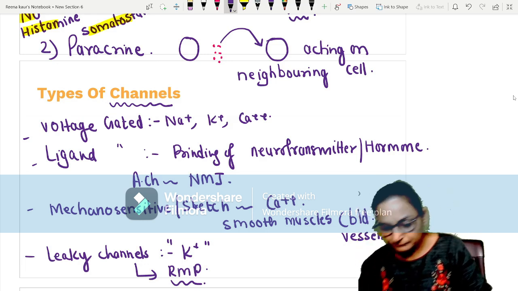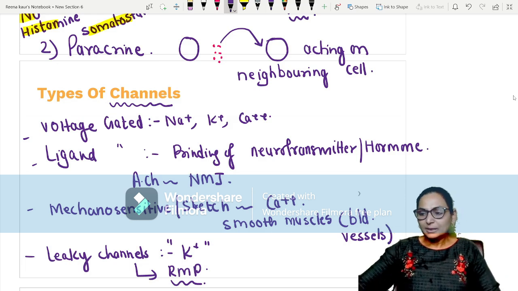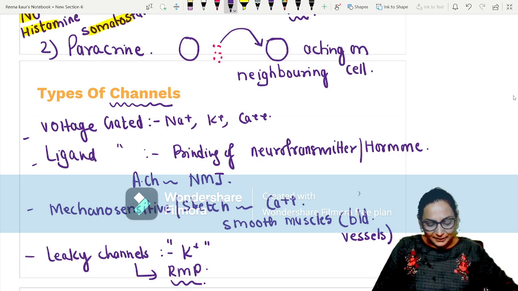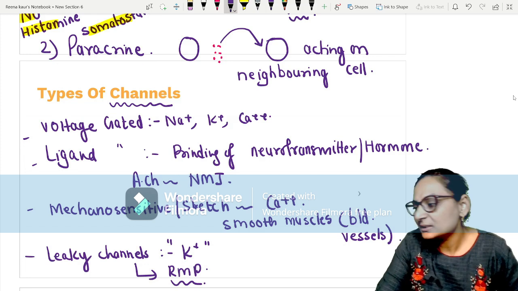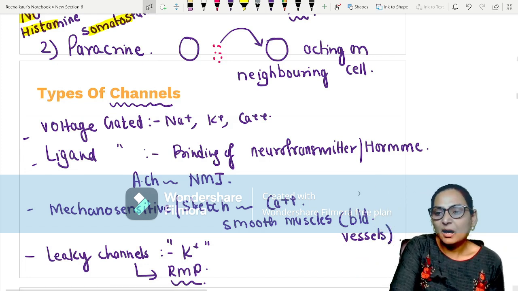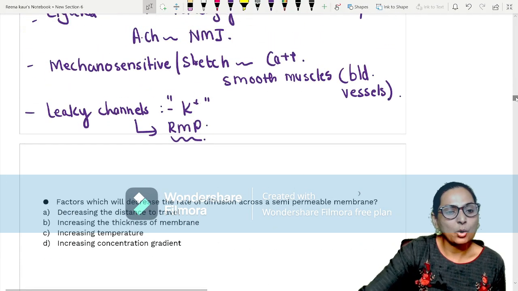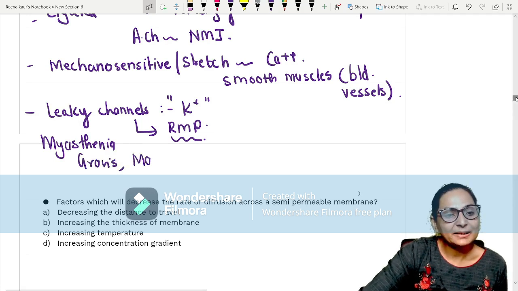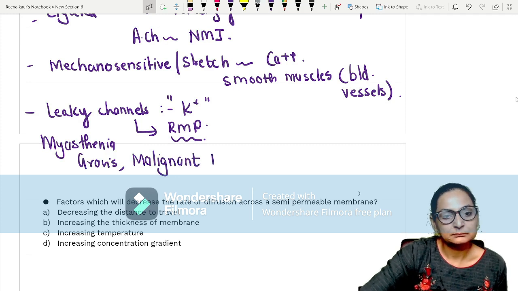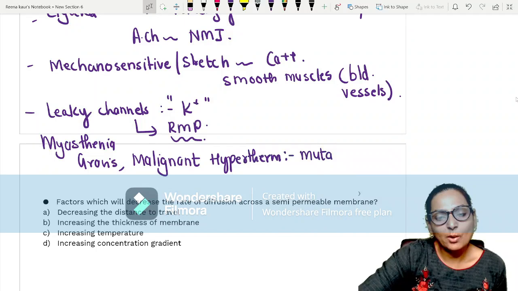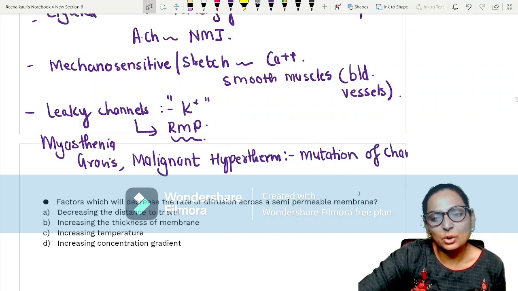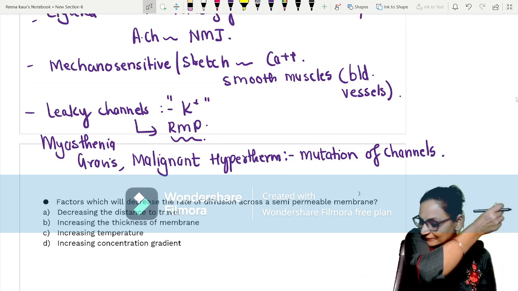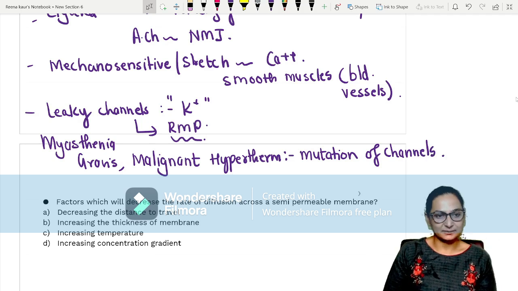Now, myasthenia gravis, malignant hyperthermia, these are examples of mutation of channels, and diseases which occur because of mutation of channels.